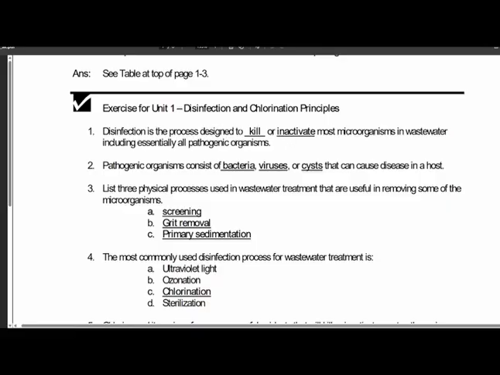Disinfection is the process designed to kill or inactivate most organisms in wastewater, including essentially all pathogenic organisms. Pathogenic organisms consist of bacteria, viruses, and cysts that can cause disease in a host. Three physical processes used in wastewater treatment that are useful in removing some of the microorganisms: screening, grit, and primary sedimentation. Those are all processes we've already covered.